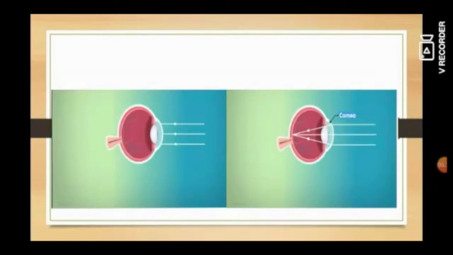Let's compare the functioning of the normal eye to that of the myopic eye. Look at both the figures. You can see in the first figure that light rays are entering the eye, and as they enter, they fall on the cornea and get focused on the retina to form the image.